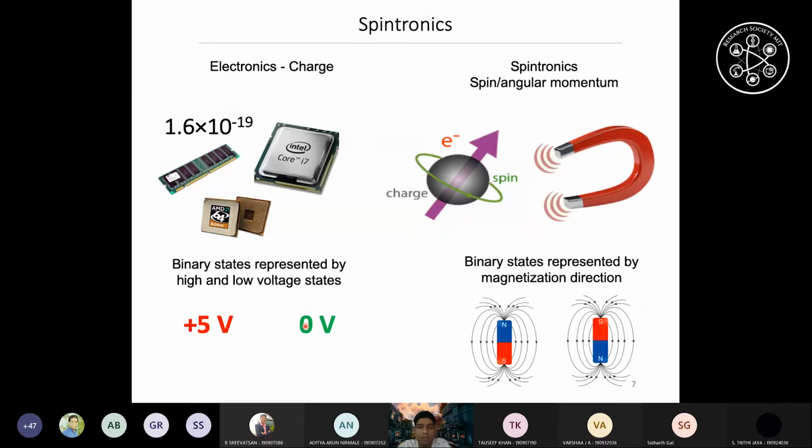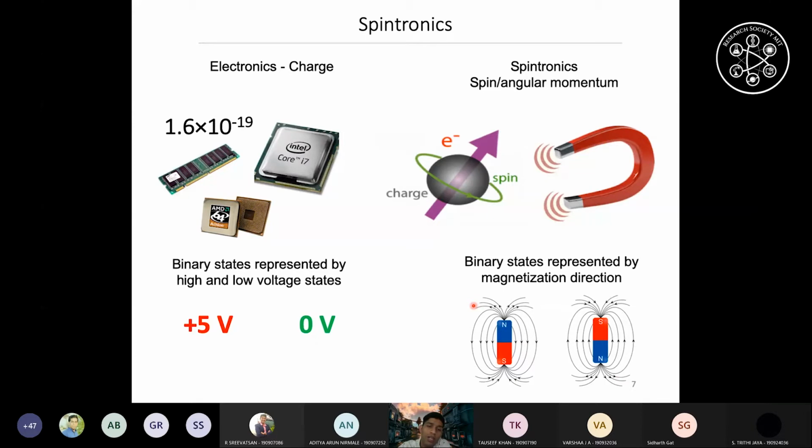Coming back to this, in electronics you can store information like this. In spintronics, you can store information in the form of the direction of a magnet. For example, one can be stored like this: if the north is pointing up and the south is pointing down, this can be called 1. And if it is opposite, we can call it a 0. So bits 1 and 0 are stored like this. This is the basic principle of using spintronic devices for computing applications.